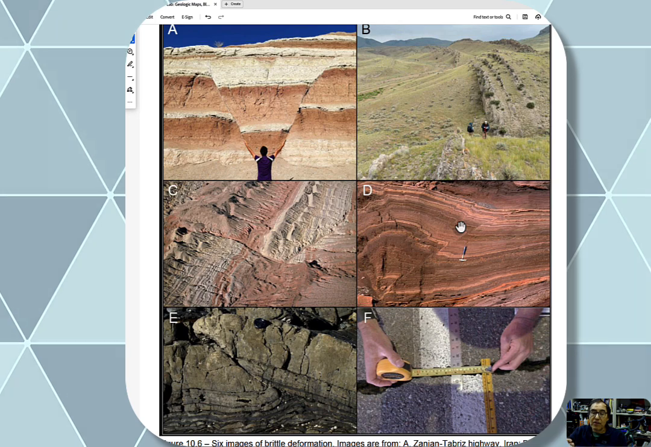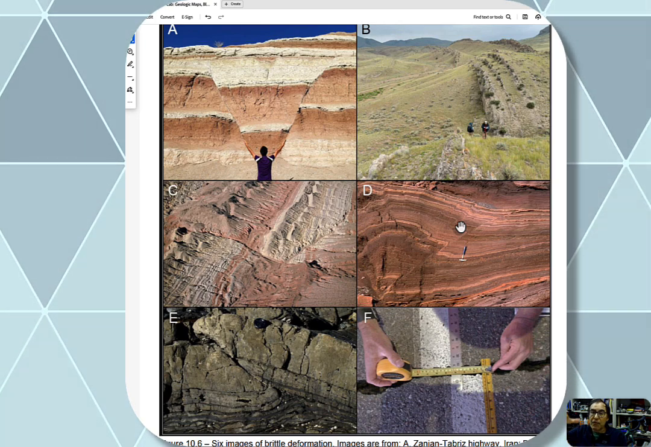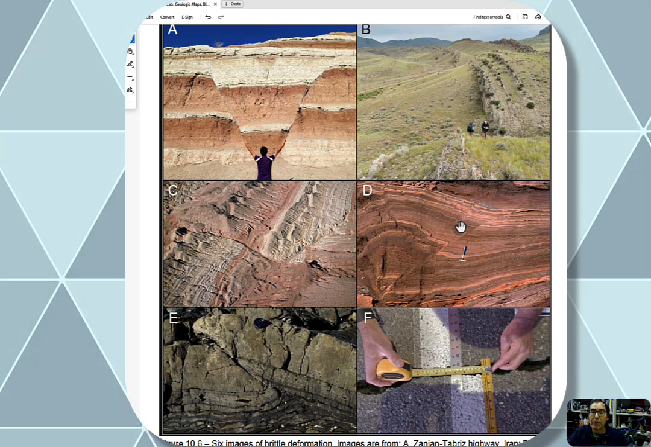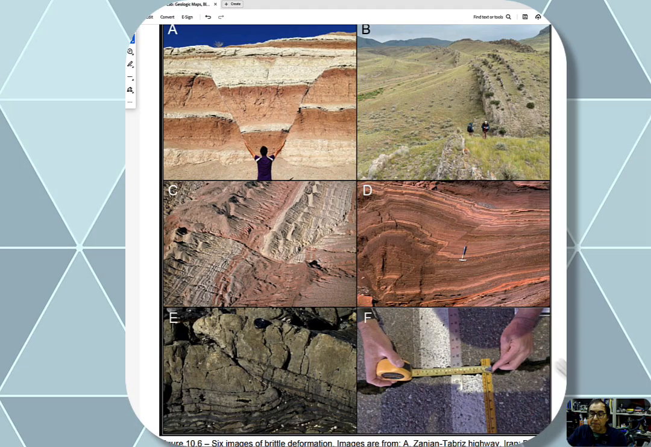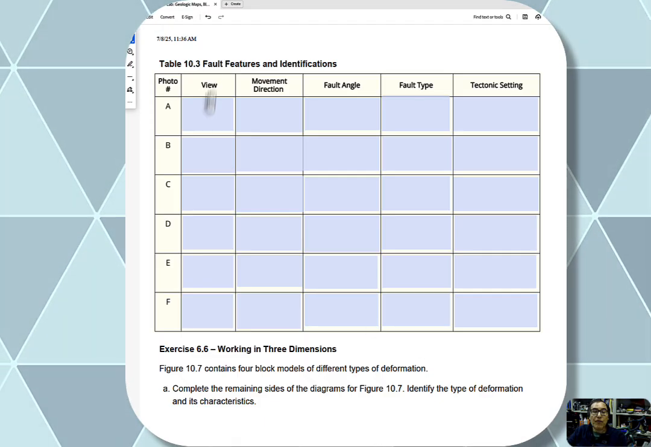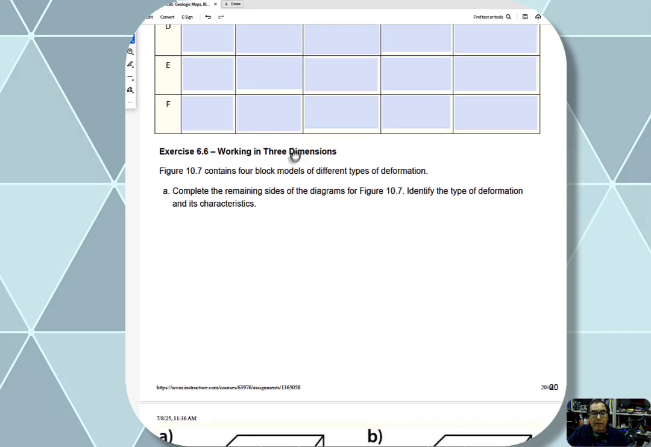So cross section is a kind of a profile sideways view, and if you're looking from the sky down onto the map or onto the ground, we call that map view. So I guess that's what they mean by the view, right? And then work in the 3-dimension.